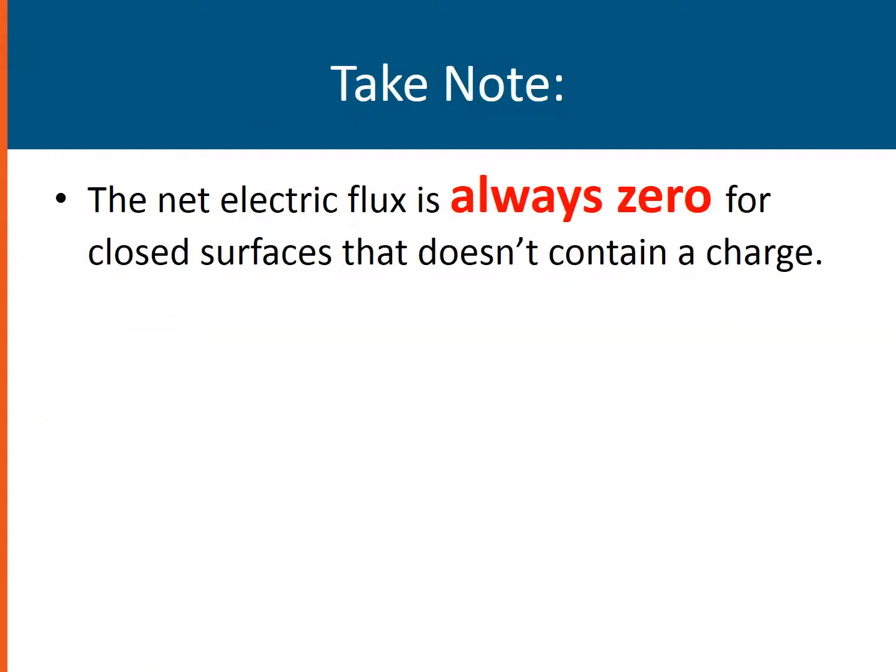Once again, take note that for any closed surface that does not contain a charge, net flux is always 0. When we say surface, it could be any surface. It could be a cube, it could be a pyramid. So long as the surface does not contain a charge, the net flux is always zero.